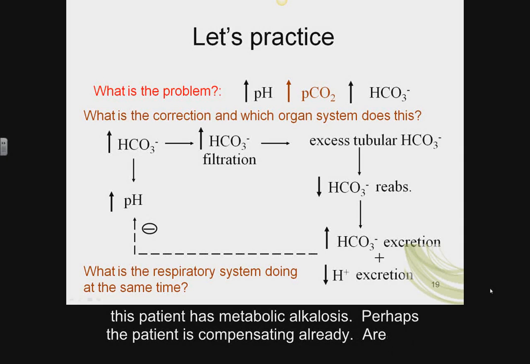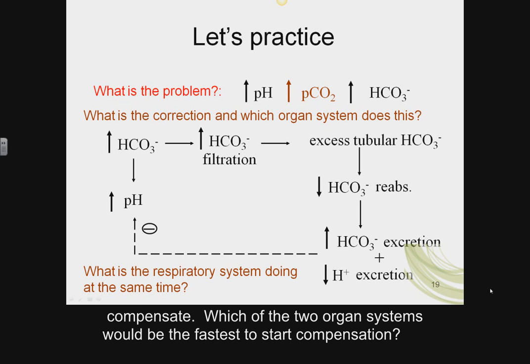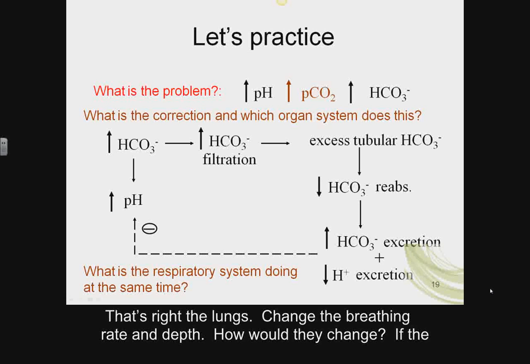Perhaps the patient is compensating already. Are they? How do you know? In metabolic alkalosis, both the kidneys and the lungs can compensate. Which of the two organ systems would be the fastest to start compensation? That's right, the lungs, changing the breathing rate and depth.